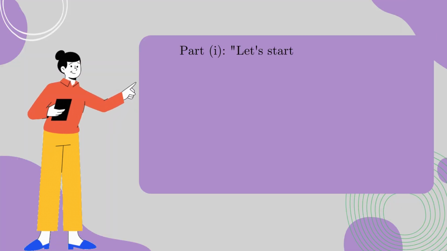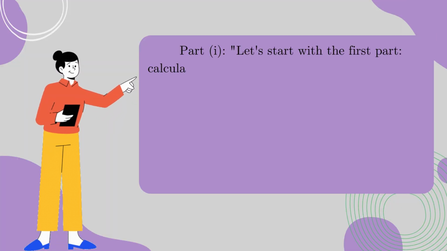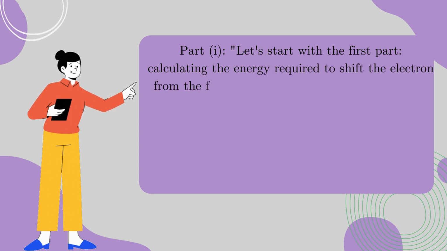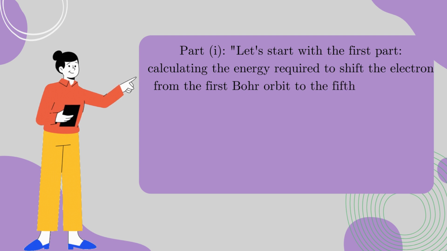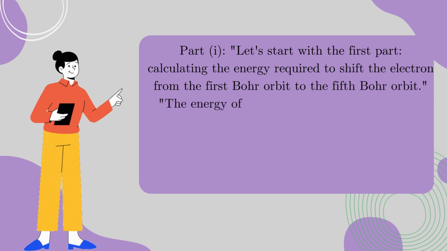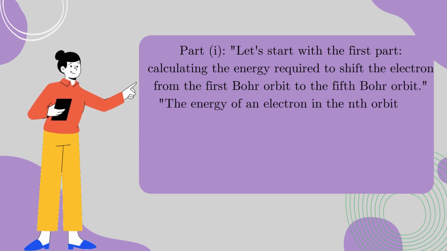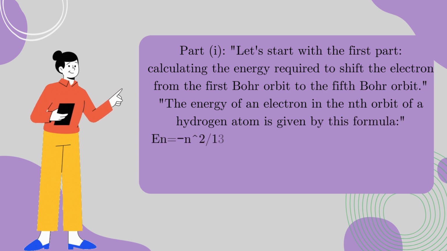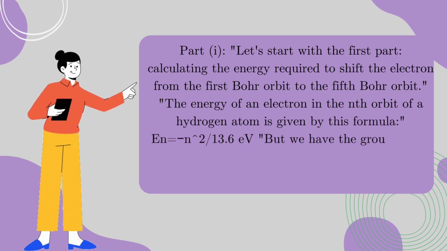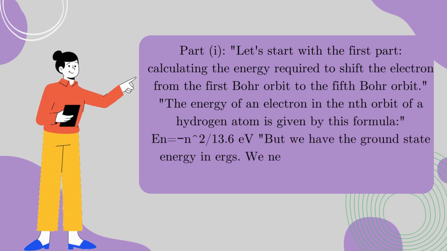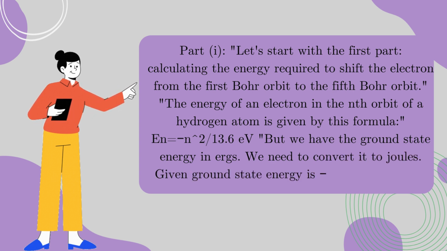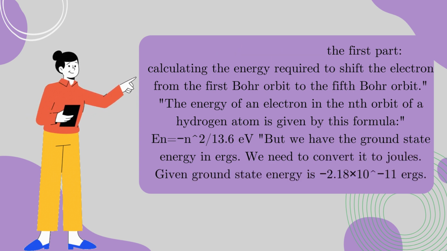Part I. Let's start with the first part. Calculating the energy required to shift the electron from the first Bohr orbit to the fifth Bohr orbit. The energy of an electron in the nth orbit of a hydrogen atom is given by this formula, -13.6 eV divided by n squared. But we have the ground state energy in ergs. We need to convert it to joules. Given ground state energy is 2.18 × 10^-11 ergs.